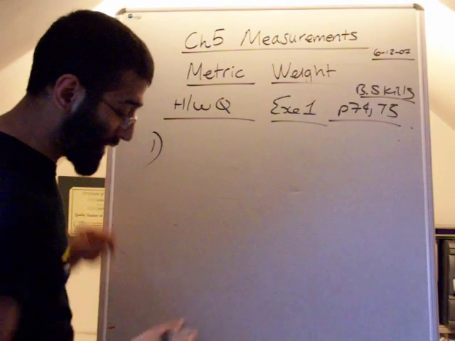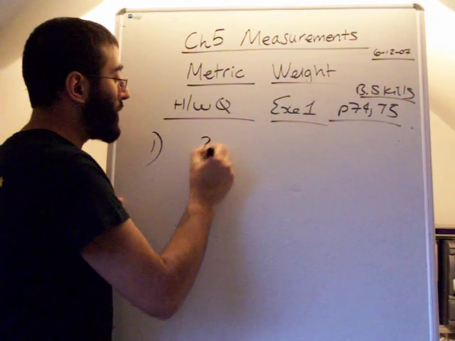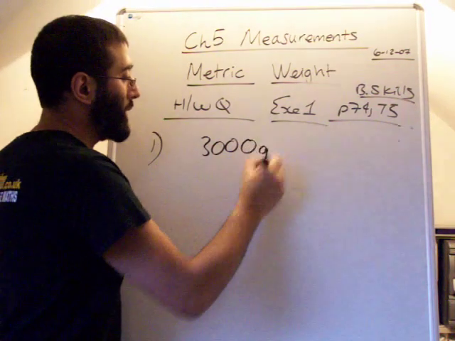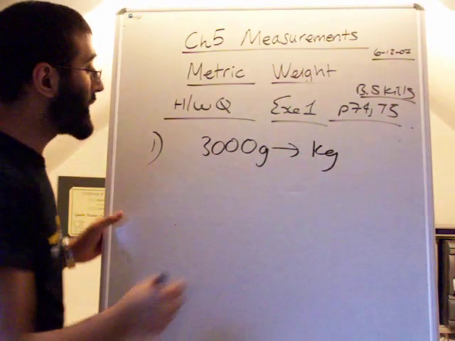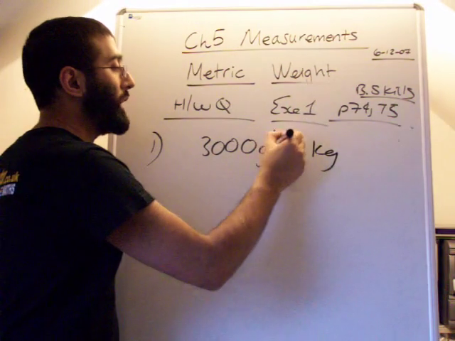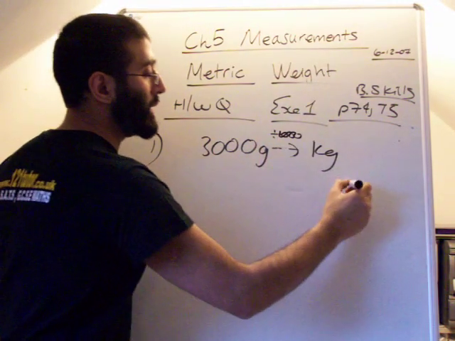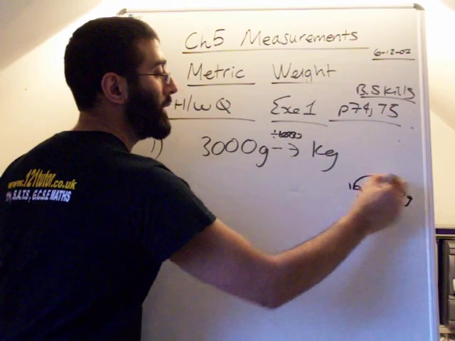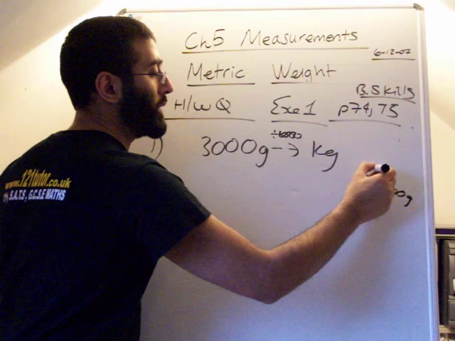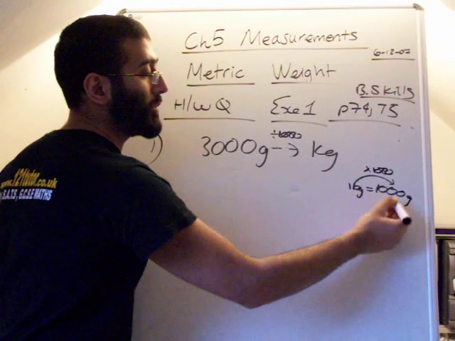So let's go through question number 1. We have 3,000 grams, and we want to convert them into kilograms. To change grams into kilograms, what do we do? We divide by 1,000. Why? Because in 1 kilogram we have 1,000 grams. Okay, and if you change kilograms to grams, we times by 1,000.